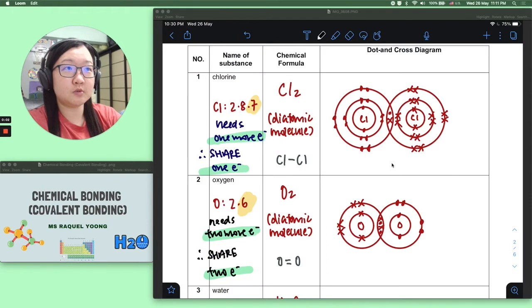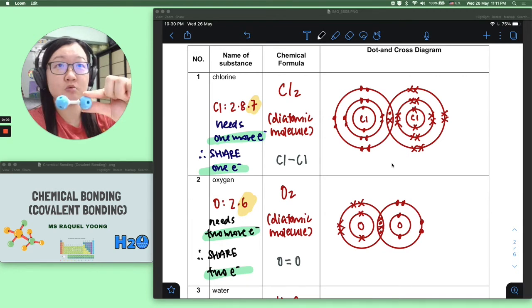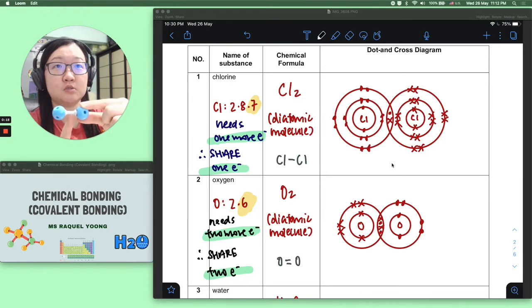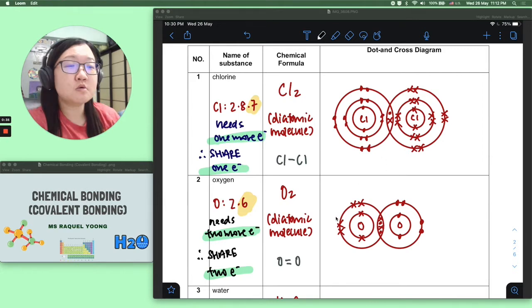Yes, I wanted to show you the structure of the chlorine molecule. If you can just look at my webcam, okay. This would be the structure of the Cl2 chlorine molecule. You notice here there is this gray part. This is the single covalent bond that is formed from the sharing of one pair of electrons between these two chlorine atoms. Okay, now let's look at question 2 for oxygen.